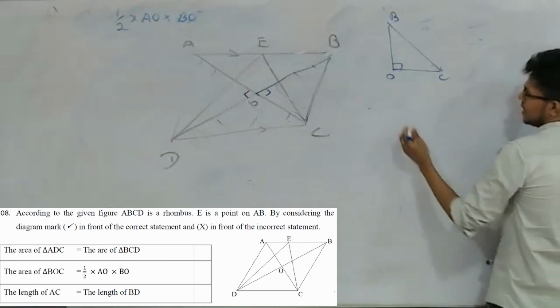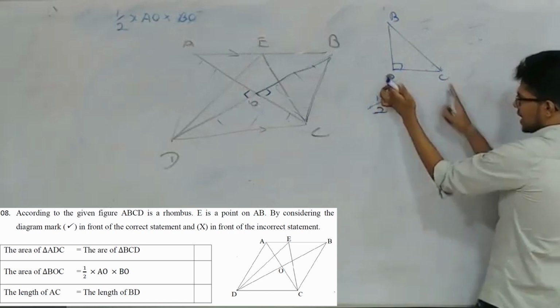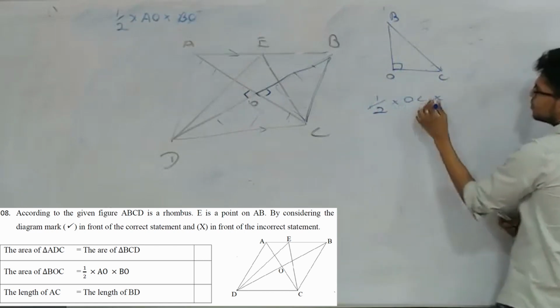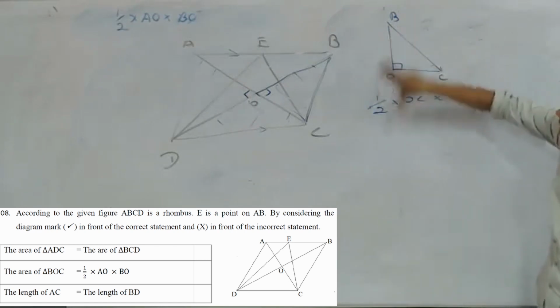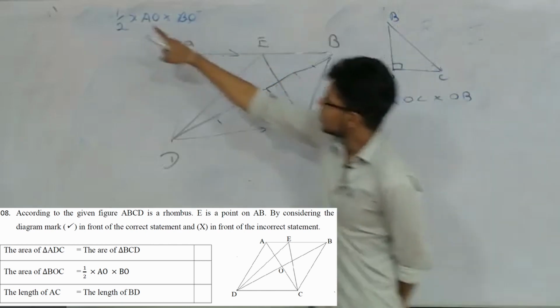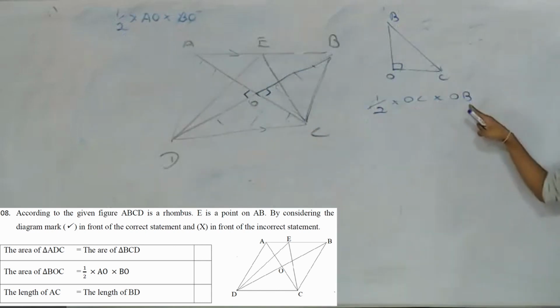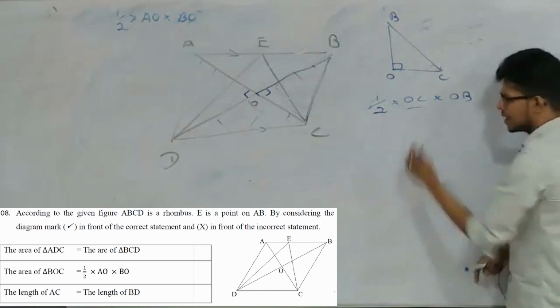Okay. So then what is the area of the triangle? Half into base OC into perpendicular height. Perpendicular height is OB, right? OB. Okay. So what is given? Half into AO into OB. This one is half into OC into OB. The difference is this one, right?